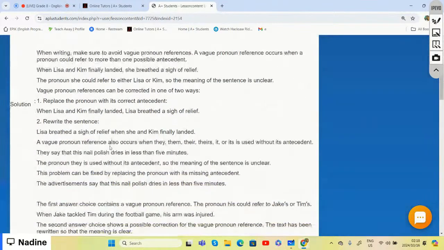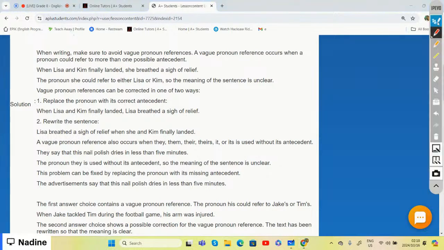All right, so once again, we said when writing, you need to make sure to avoid vague pronoun references. A vague pronoun reference occurs when a pronoun could refer to more than one possible antecedent. That is a vague pronoun reference.